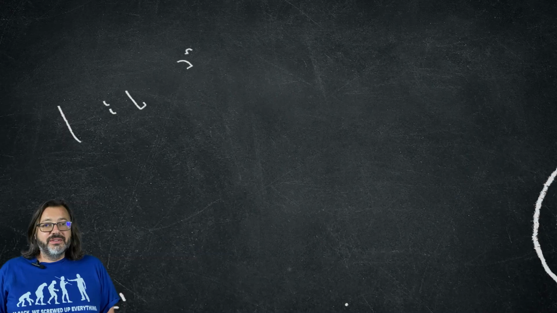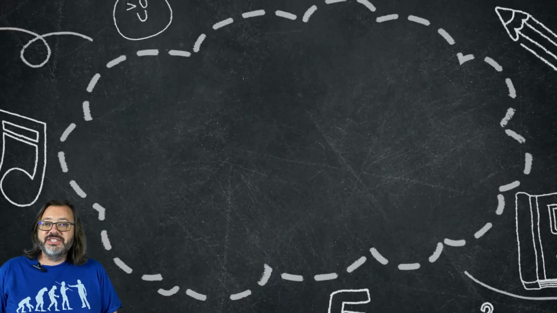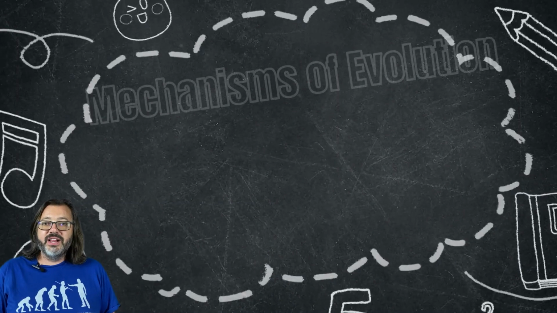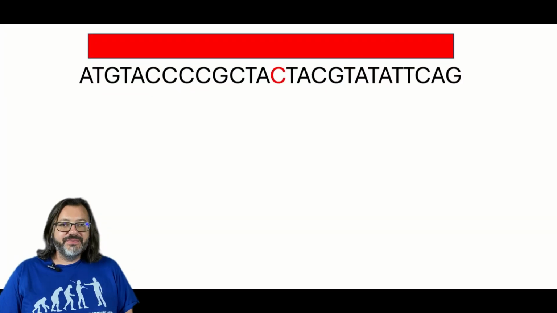They stated that as long as evolution is not occurring, the frequencies of alleles and genotypes would remain the same within a population. However, if evolution is occurring, we should see a change in these frequencies each generation due to the following mechanisms of evolution: natural selection, mutation, genetic drift, and gene flow. So let's start with mutation.